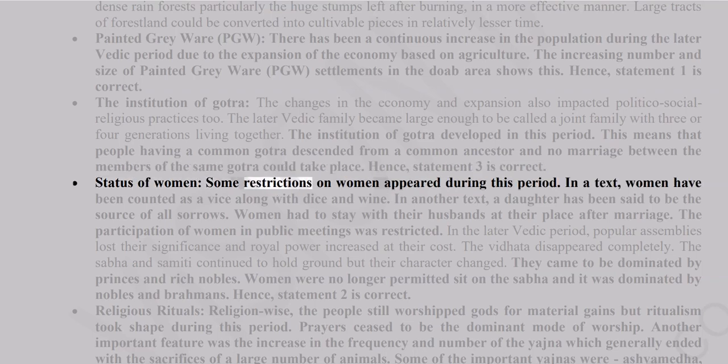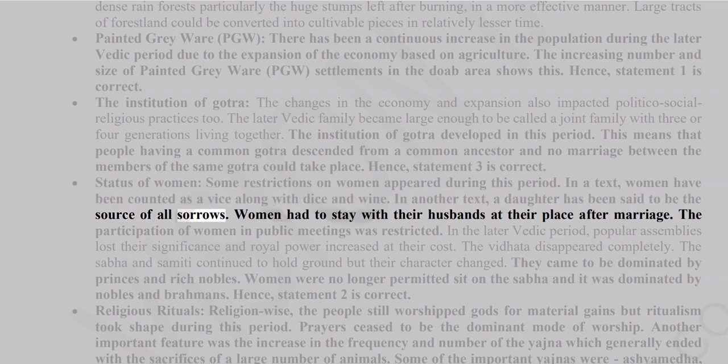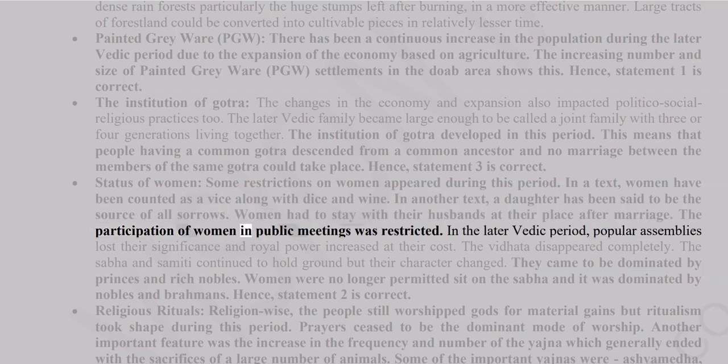Status of women. Some restrictions on women appeared during this period. In a text, women have been counted as a vice along with dice and wine. In another text, a daughter has been said to be the source of all sorrows. Women had to stay with their husbands at their place after marriage. The participation of women in public meetings was restricted.